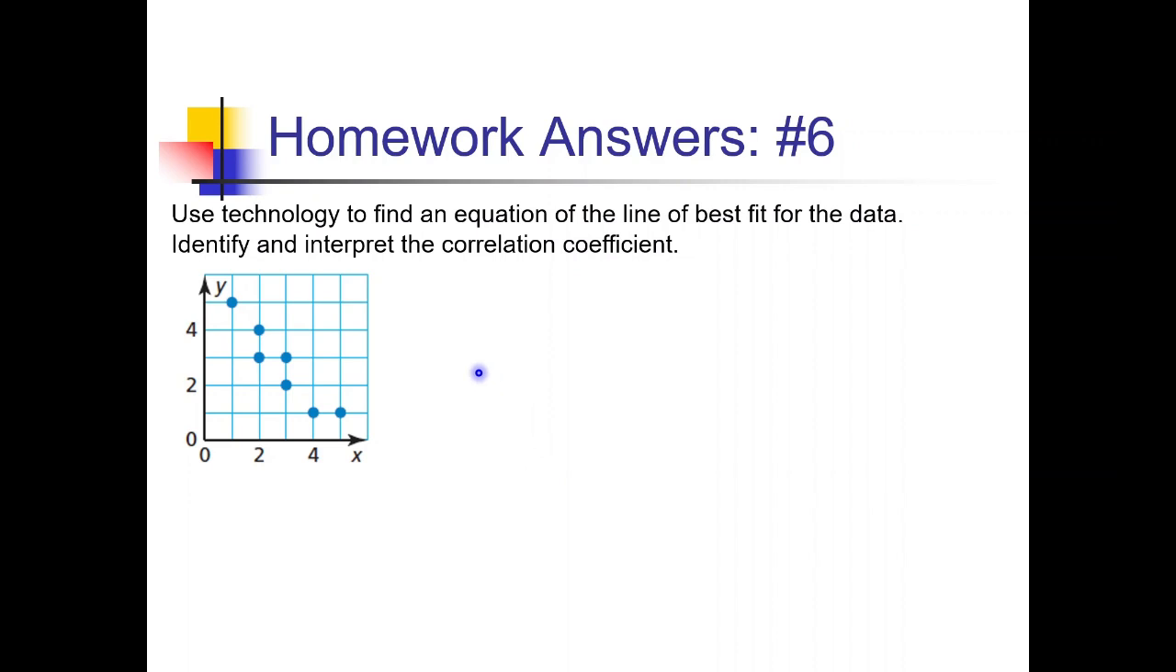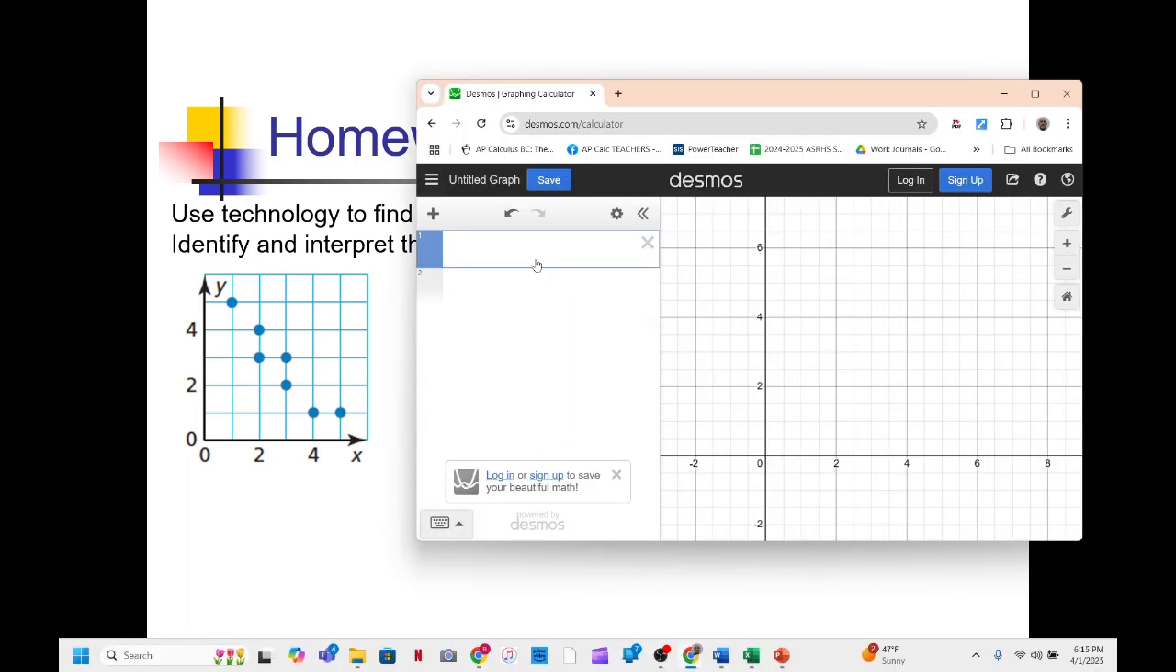On this problem, they want us to find the equation of the line of best fit for this scatter plot here, and then interpret the correlation coefficient. So we're going to go to Desmos and punch in these points manually. So on Desmos, I hit the little plus to get my table. And let me put in my points one at a time. So going from left to right, we've got 1, 5.